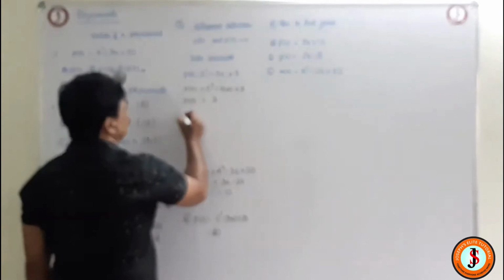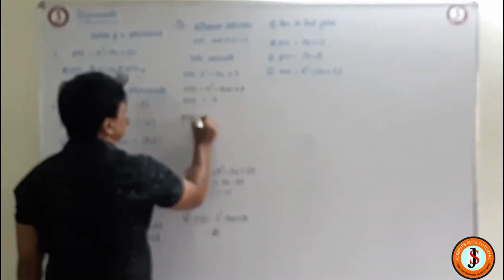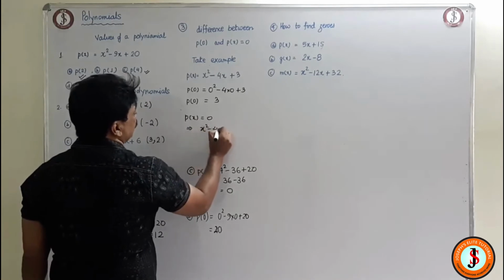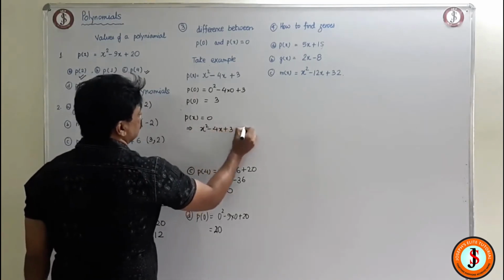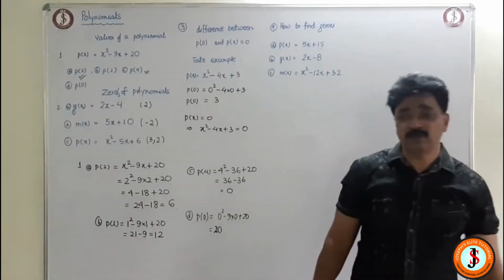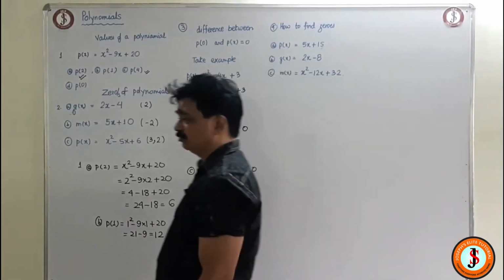But suppose they ask you P(x) is equal to 0, that means they are telling you to find the value of x for which this whole thing will be 0. So there is a nice method to work it out. You have done factorization, you have done splitting the middle term. So just solve this equation by factorization.